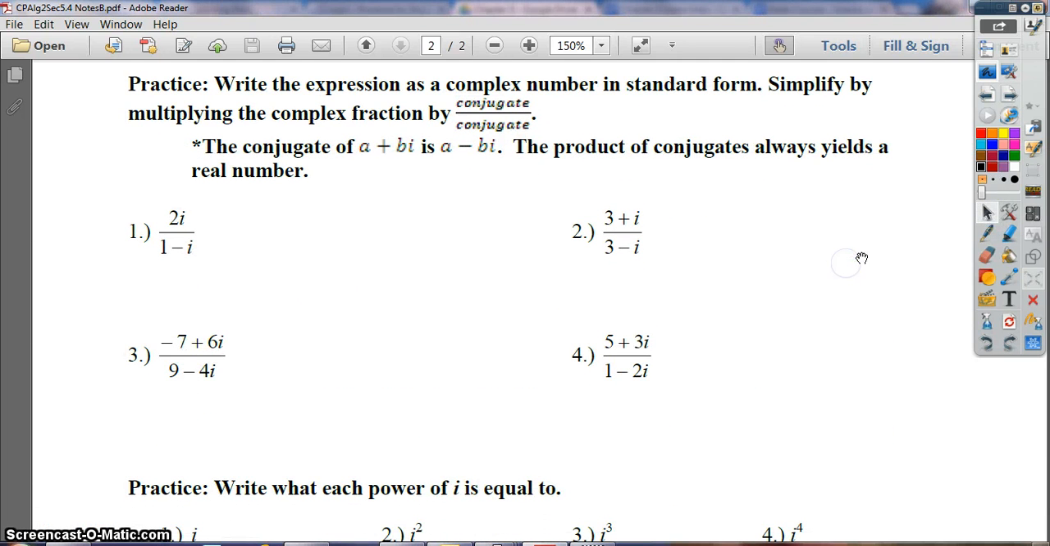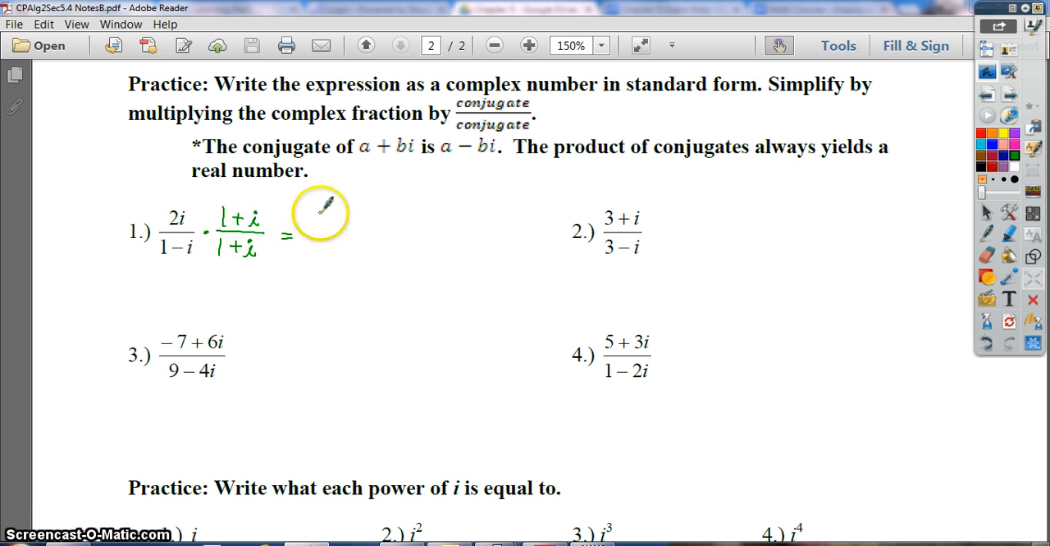Ooh, conjugates. Now, you can't leave i in the denominator, ladies and gentlemen. So that's why you're seeing these problems here. You simplify by multiplying the complex fraction by its conjugate, only on bottom. So what you see here is 1 minus i, and you multiply by 1 plus i. So you basically rewrite this binomial, but you switch this sign. And if you do it to the bottom, you need to do it to the top. That way it's like multiplying by 1.